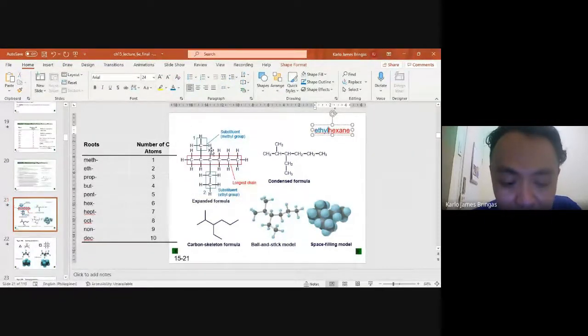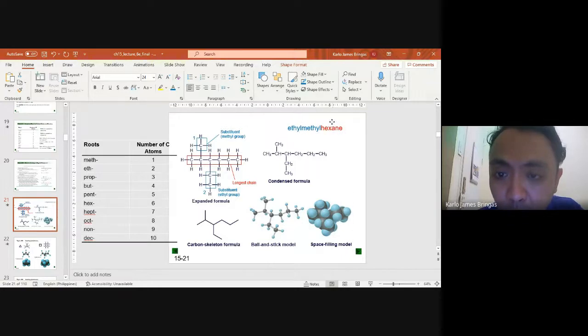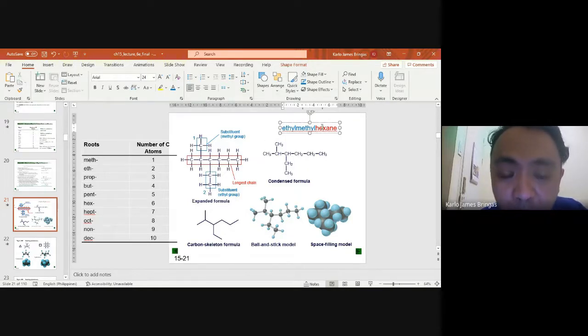So ethyl is the first substituent. Then the next substituent is methyl. So what we have here is the ethyl-methyl hexane. So that is how we name our alkanes that are said to be branched.